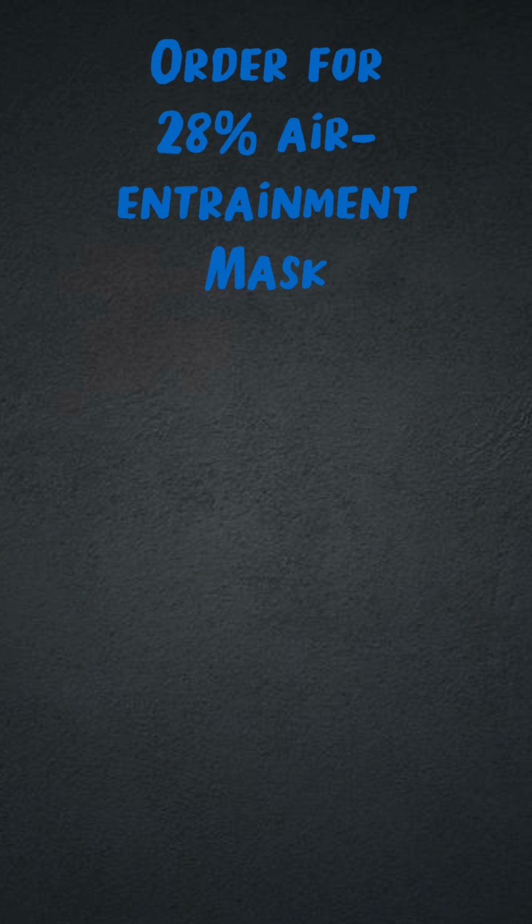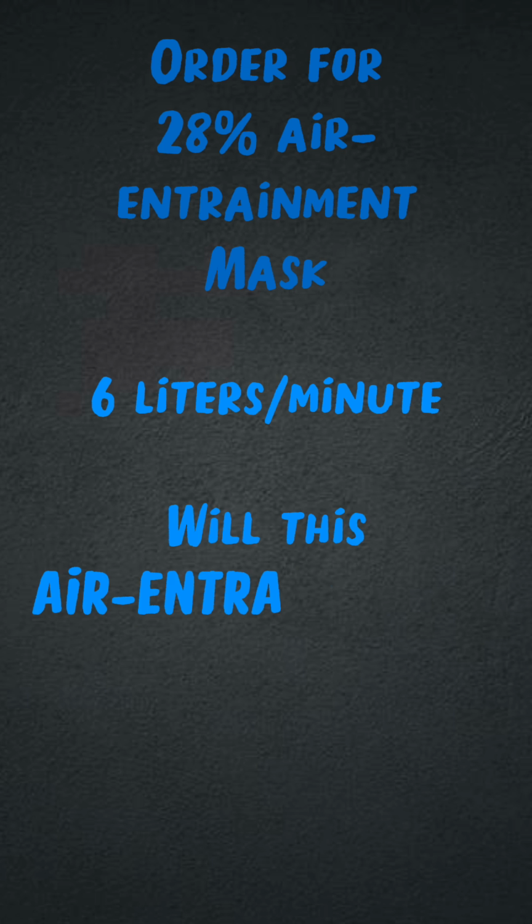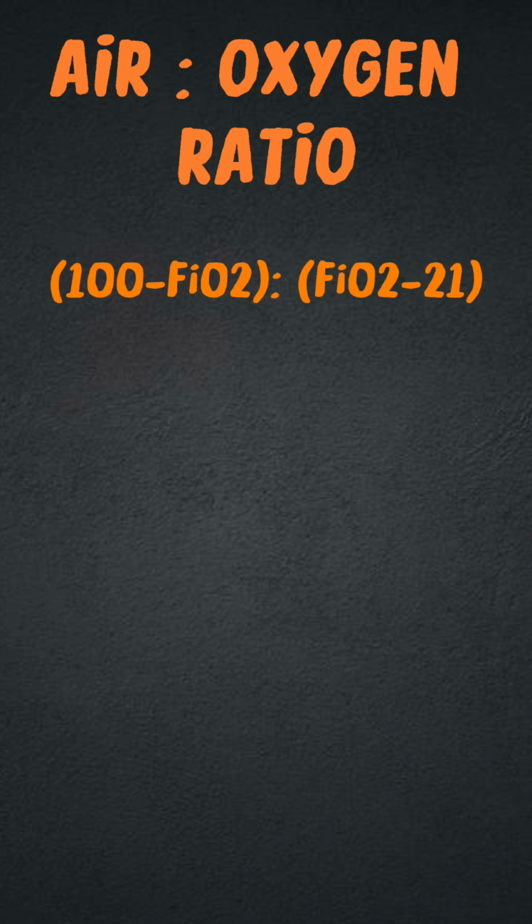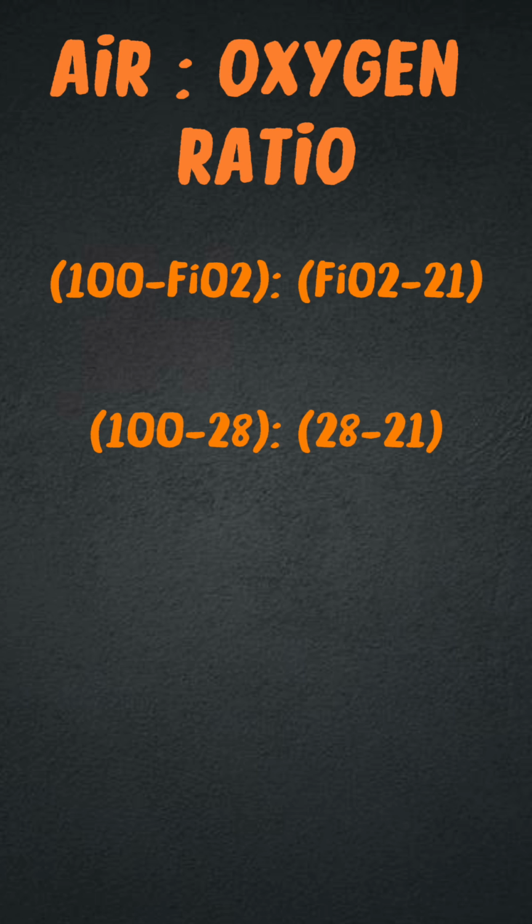What if we have an order for an air entrainment mask at 28%, and you know for that air entrainment mask, the oxygen input flow is 6 liters per minute. We calculate air-to-oxygen ratio by using that formula that subtracts the goal FiO2 from 100 for the parts of air, and then we subtract 21 from that same FiO2 goal. The entrainment mask is ordered at 28% FiO2, so you subtract 28 from 100 to determine the parts of air. You subtract 21 from 28 to determine parts of oxygen. You end up with 72 parts of air to 7 parts oxygen.